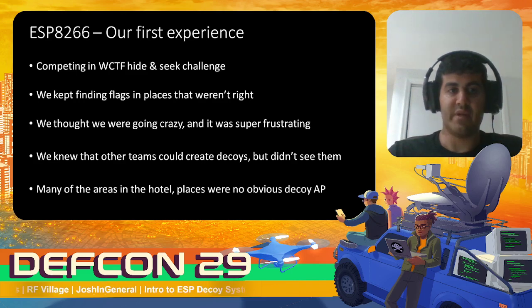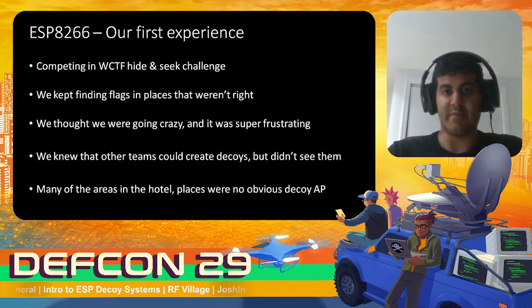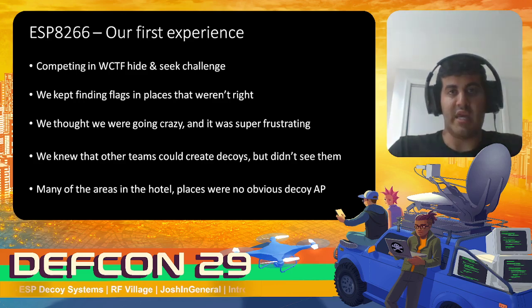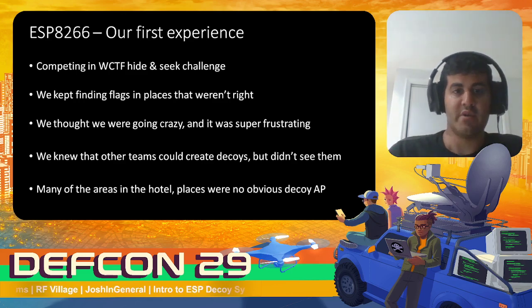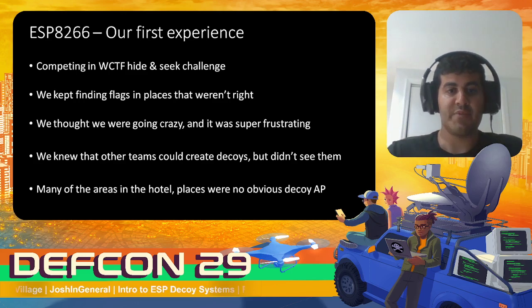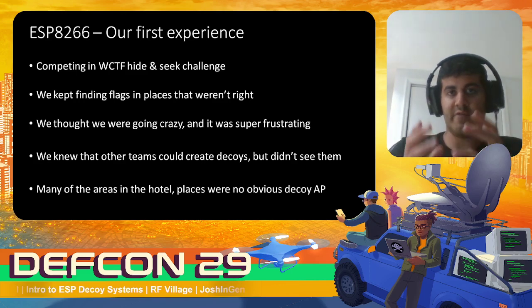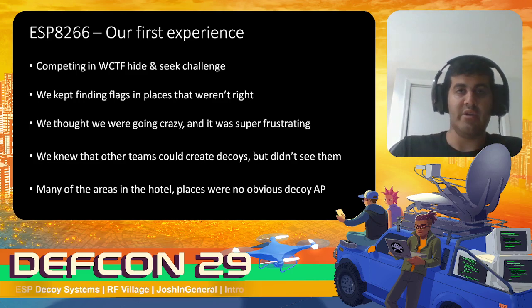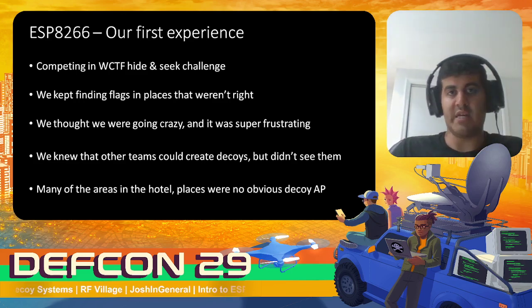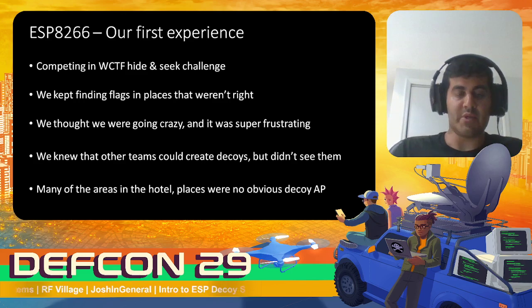It might be in a hotel room, it might be in an office, and you just have to basically point out where it's at. The problem we were having is we kept finding flags, but they weren't in the places where the organizers had set them up. So we'd find a flag that said flag 1, and we'd say, hey, it's over in room 207. And they'd be like, that's not where we set it up. So we thought we were going crazy, and it was super frustrating. And we knew that other teams could create decoys, but we just couldn't see them. They weren't any kind of Aruba gear that was hanging on the wall. It wasn't a Netgear hidden underneath a desk. And so we didn't really know what was going on.